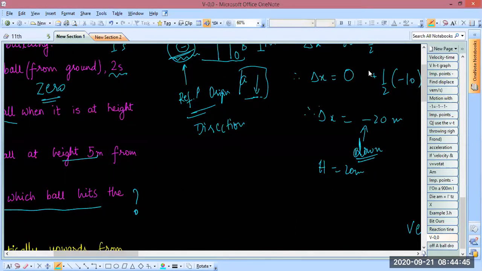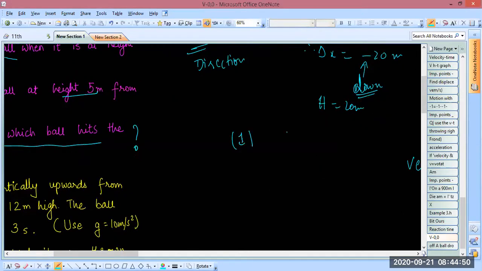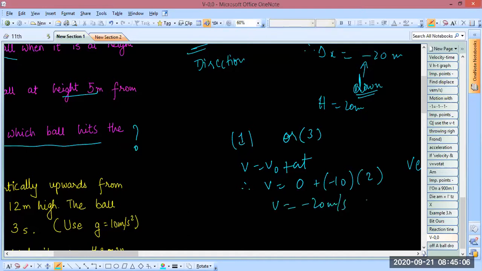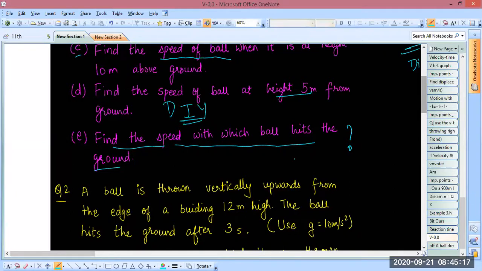Okay, this you can actually find either by the first equation or also by the third equation, but we will do it by the first. V equal to V0 plus at. Therefore, V0 is 0, acceleration is minus 10, time interval is 2. So this is minus 20 meter per second. Again, this is velocity. So speed is 20. 20 meter per second is the correct answer.